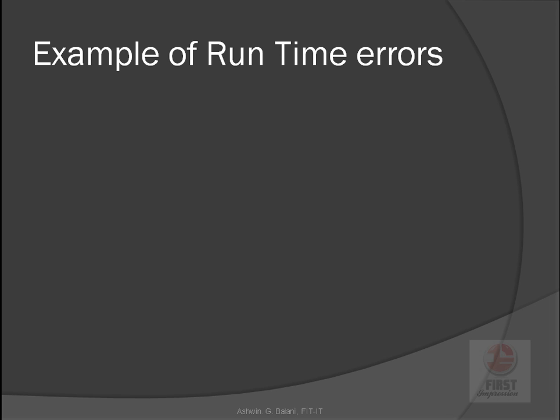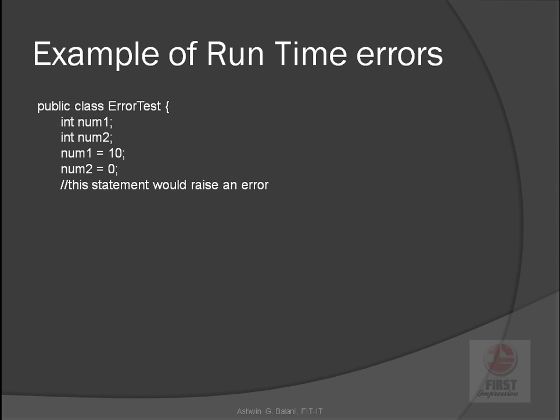Let's take an example of runtime errors. We'll have a class called ErrorTest. The name doesn't matter, you can have any name for the class. We have int num1, int num2, and let's give some values to num1 and num2, and now try to print this out. So we'll say System.out.println(num1 / num2). Now this statement will raise an error. It will show in a red line, in red color, that this statement has caused some error, a runtime error or an exception.